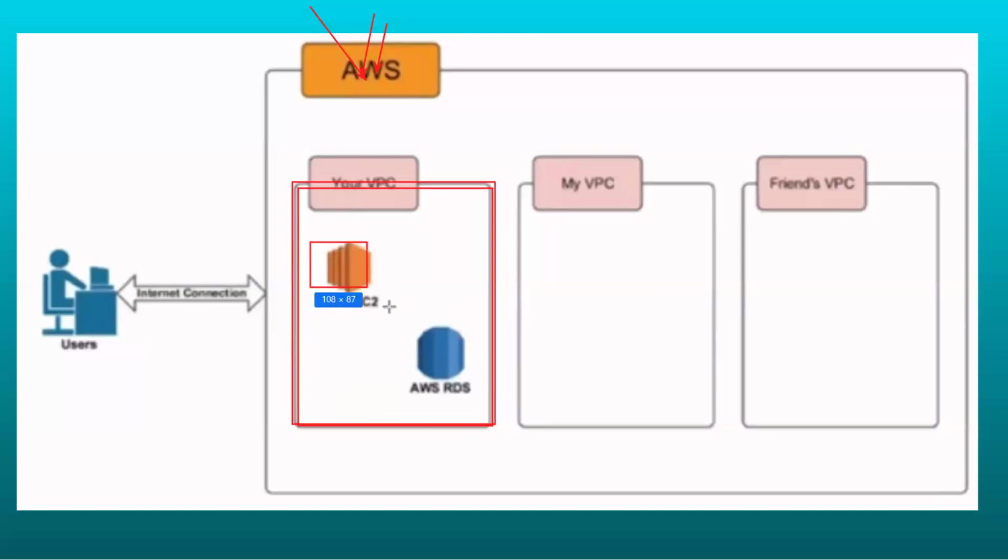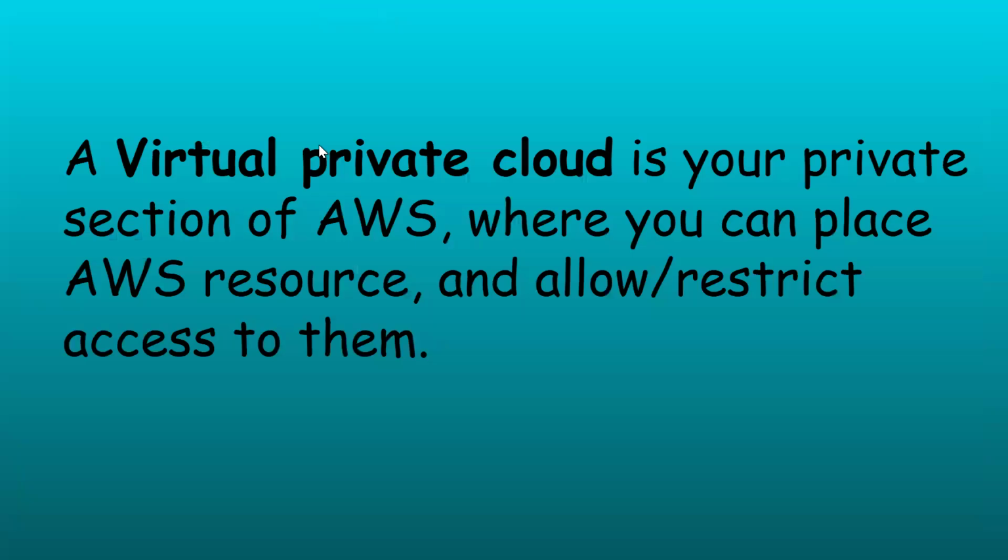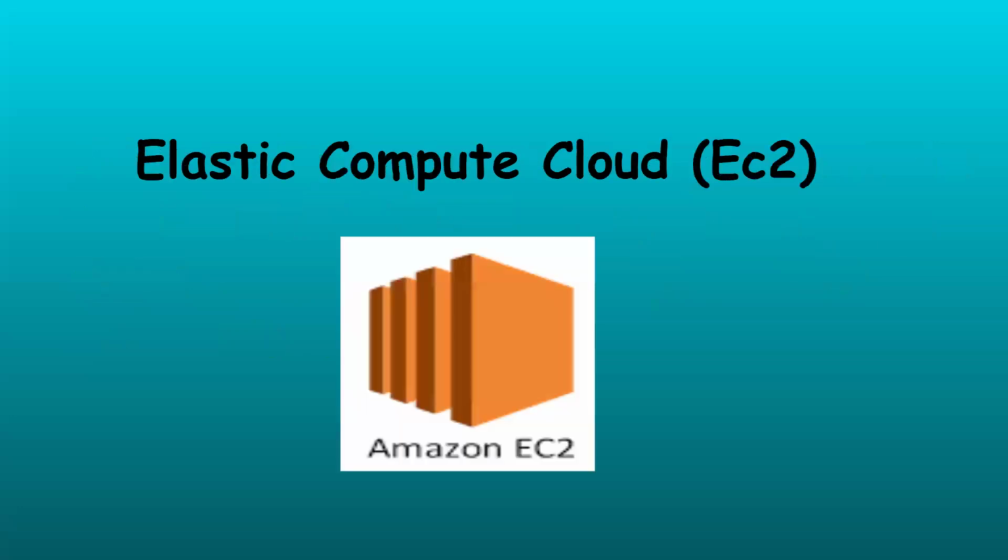And we can create servers, we can create databases, deploy our application on top of it, and access it over the internet. Got it very clearly? What exactly is a VPC? A virtual private cloud is your private section of AWS, where we can place AWS resources, and we write the rules and regulations for who is allowed and who is not.